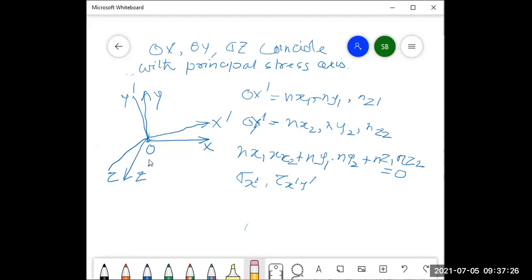So what we have, that is Tx to the power n is equal to sigma x.